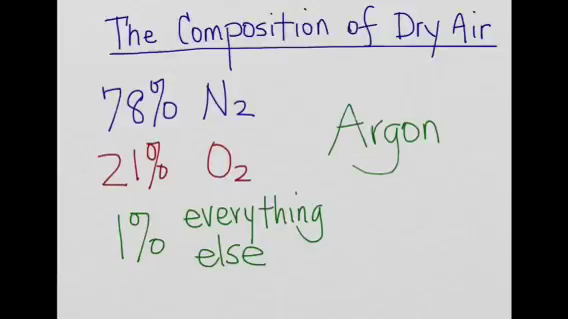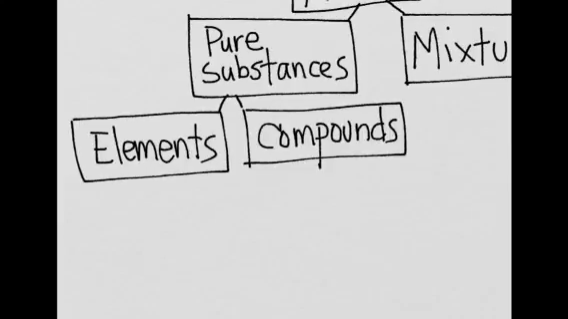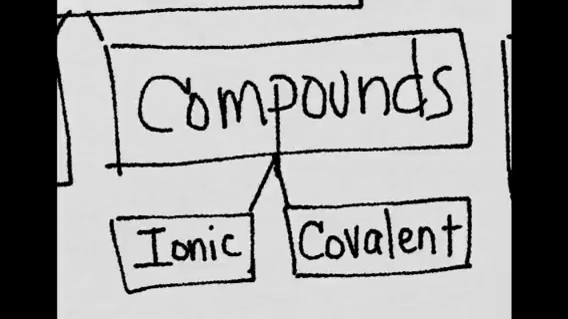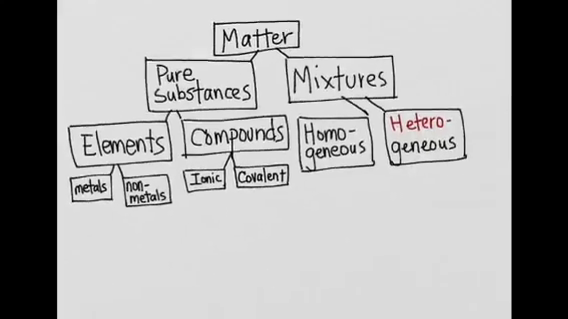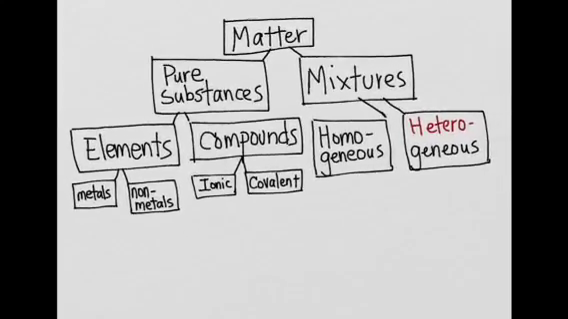And so we go back to our matter tree, and the first division is matter can be divided into pure substances and mixtures. Pure substances can be either elements or compounds. And we now know that mixtures can be either homogeneous or heterogeneous. At the next level, compounds can be either ionic or covalent, whereas the elements can be either metals or nonmetals. And so there you have our more complete matter tree.